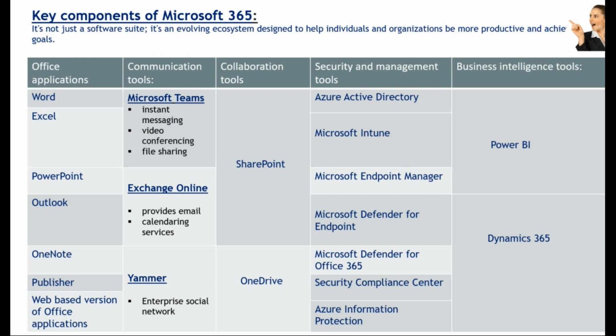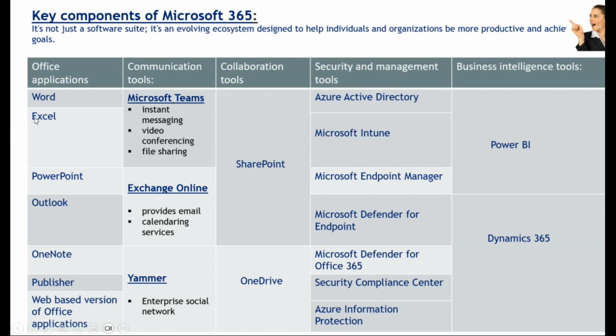So the main applications, you can segregate like Office applications, communication tools, collaboration tools, security and management tools, and business intelligence tools. So Office applications, again, you know, Word, Excel, PowerPoint, Outlook, OneNote, Publisher, and web-based versions of Office applications. So all these you get with Microsoft 365. And if you have an E3 or E5 license, you get Word, Excel to be installed on 5 devices, actually.